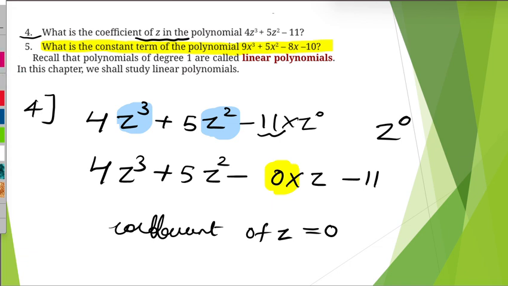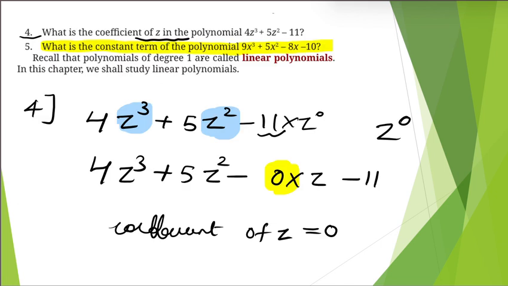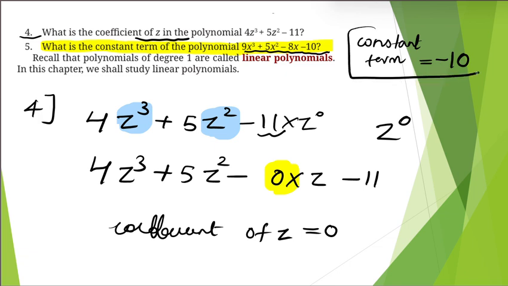We already discussed that a constant term is a term where the degree of the variable is 0 only. You remember, the degree of the variable should be 0. So if it is 3, then 3 will be the constant term. Here, in 9x cube plus 5x square minus 8x minus 10, the constant term will be minus 10. Got the idea? Otherwise, you can remember it like this: it's a numerical term that doesn't contain the variable. So the constant term is minus 10.